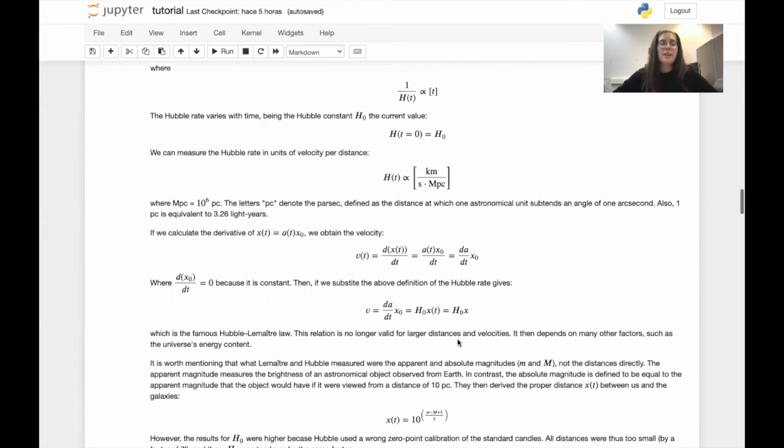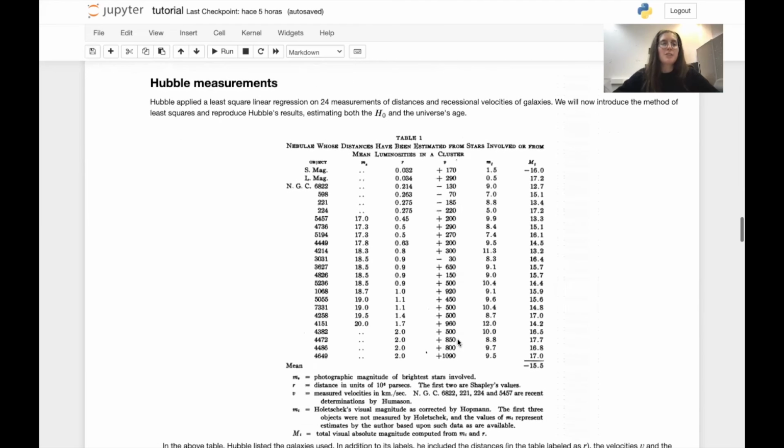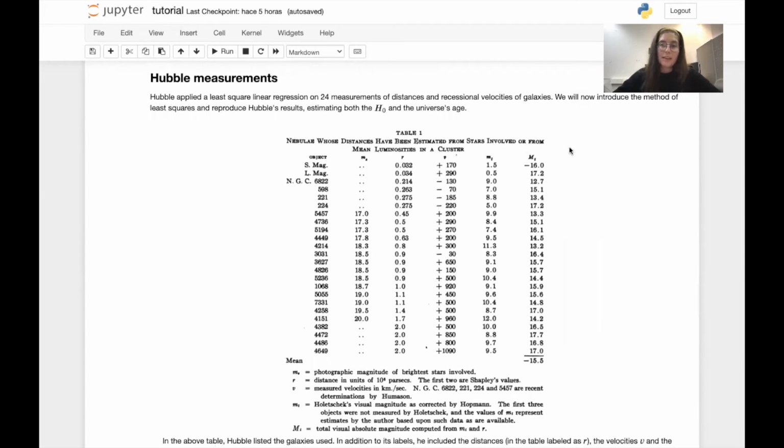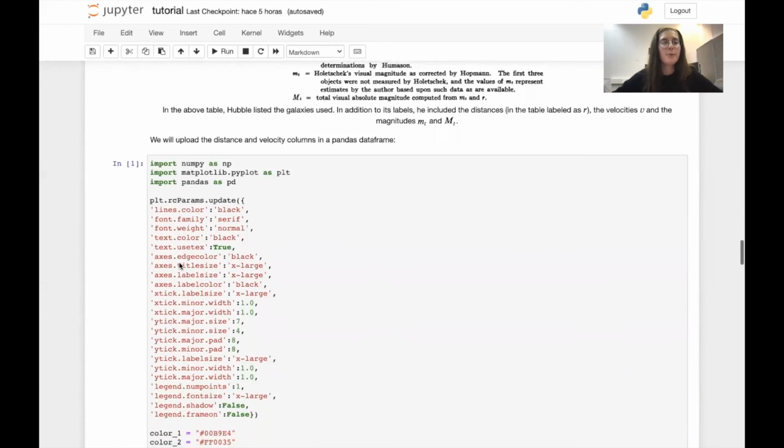And let's see how much it is. Let's see first the Hubble measurements. This is the data that Hubble had when he was doing his research. He had distances in this R column, he had velocities, and remember, these are recession velocities. So we have positive if they're moving further away from us, negative if they're coming to us. And the different values in here are related to the brightness and the magnitude he observed, because he did not observe directly the distances, but he inferred them with the magnitude, or let's say brightness, of these objects when he studied them. So what do we have in here?